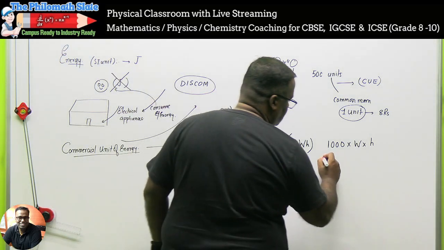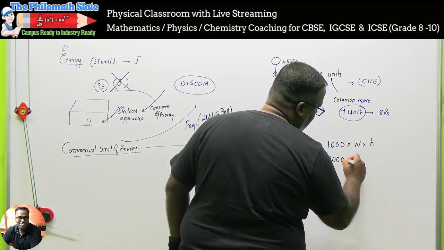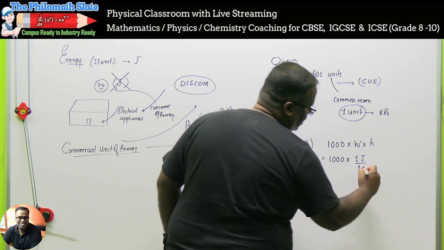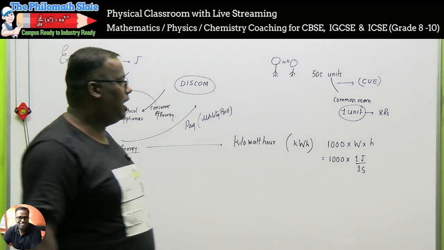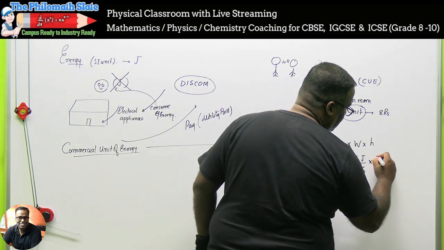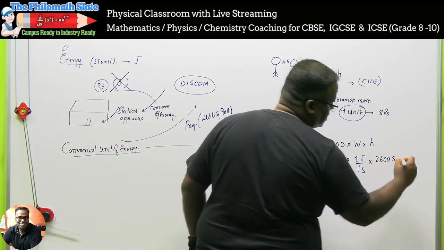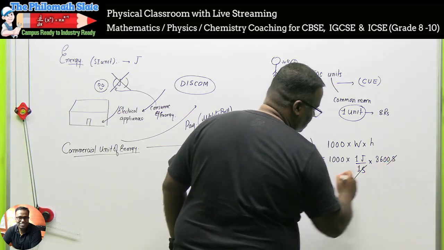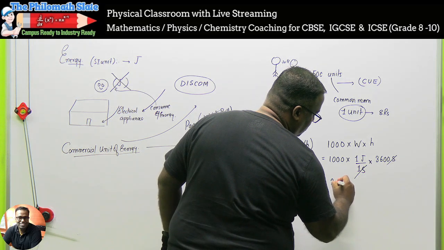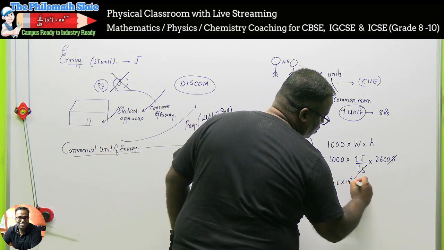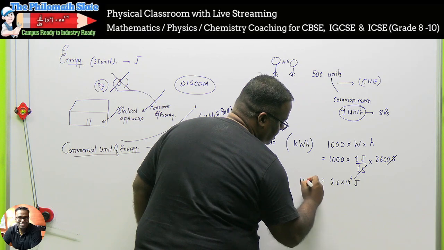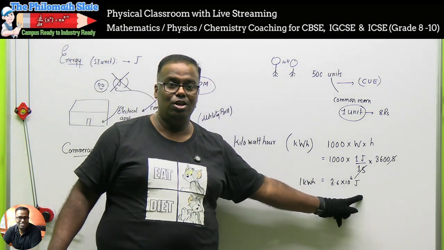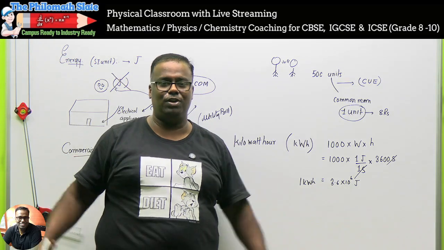Very good. Keep 1000 as it is. Watt means what? 1 joule over 1 second. Agreed? And hour, what will we write it as? 3600 seconds. Understood? Second cancels second. So what do you get? 3.6 into 10 to the power 6 joules. Yes, our theory is correct. It is measuring energy only, but a huge quantity of energy.